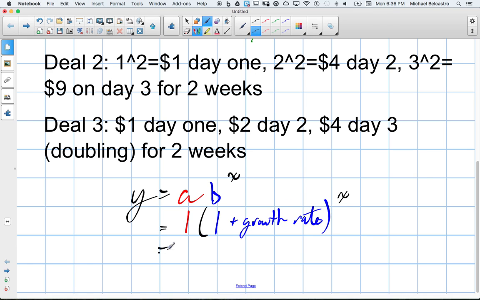So in other words, we're going to be equal to, this one's not really important, but I'll write it anyways. 1 plus 1 is going to give us 2. So that's the idea of doubling to the power of x. This one times anything makes no difference. So our exponential equation here is 2 to the power of x, x being whatever day it is.